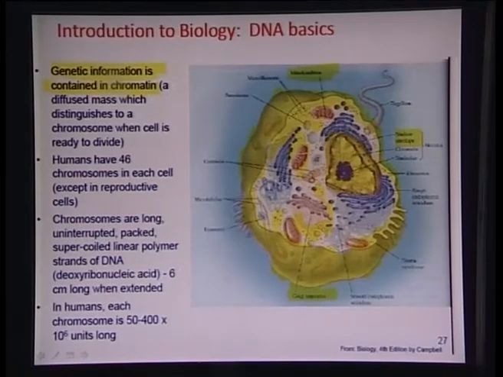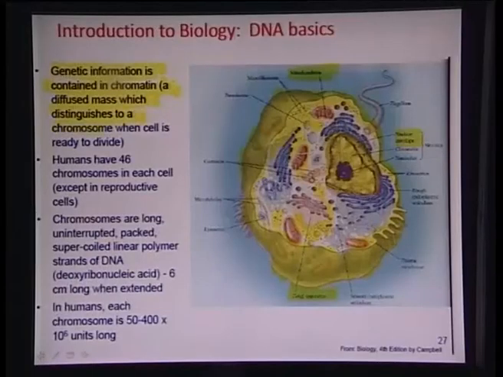It's a diffuse mass which condenses into chromosomes when a cell is ready to divide. So essentially the genetic information is somewhere in this particular region here. This is all present as chromosomes, and chromosomes are these double Y-shaped structures, something like this.